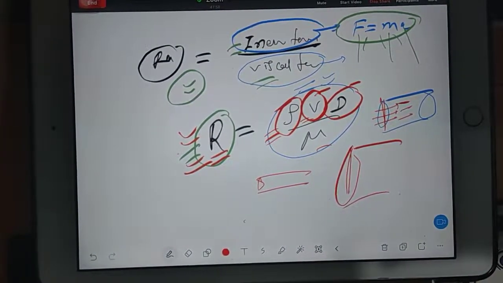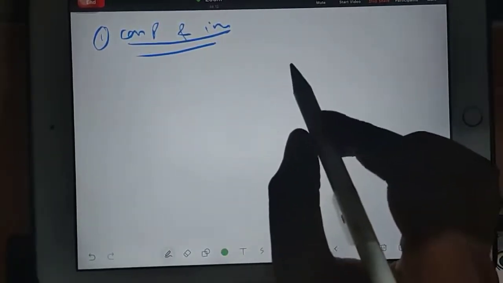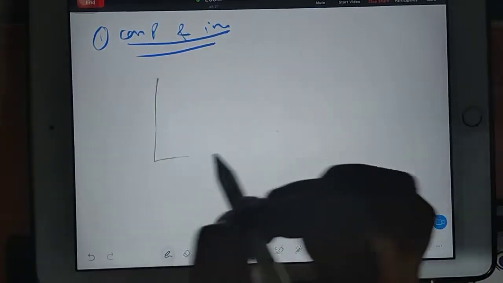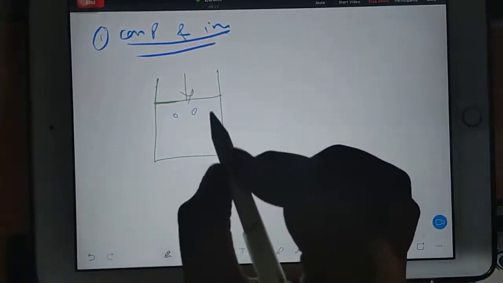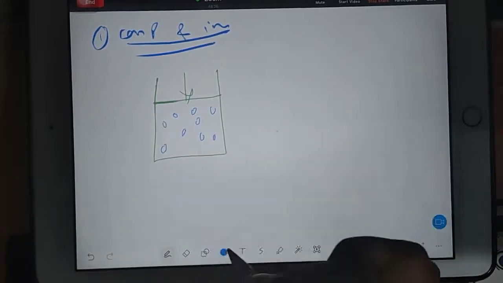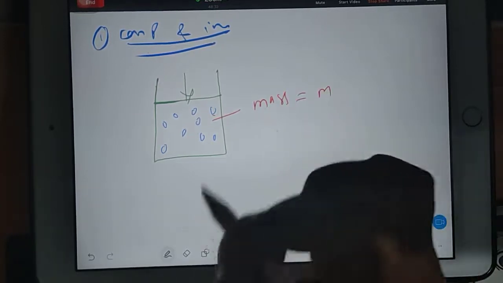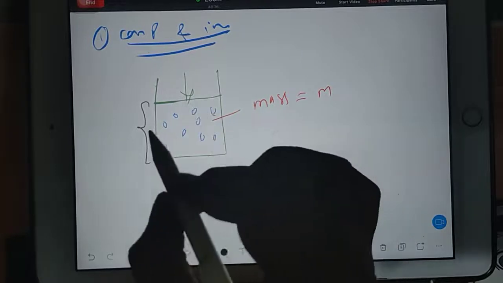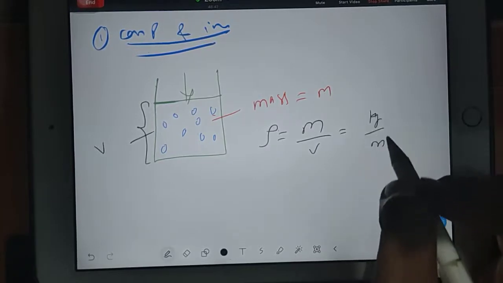Now we'll go for another type of flow, compressible flow and incompressible flow. You see, these types of flows are possible over any object. Compressible and incompressible flow is actually very easy to understand. Imagine you have a cylinder, in that a piston is attached and inside that you have any gas. Because you are keeping the gas inside, the gas will have some mass. Suppose that mass is m, and because it is closed in a volume, the volume will be v. So density is nothing but mass by volume, that is kg per meter cube.